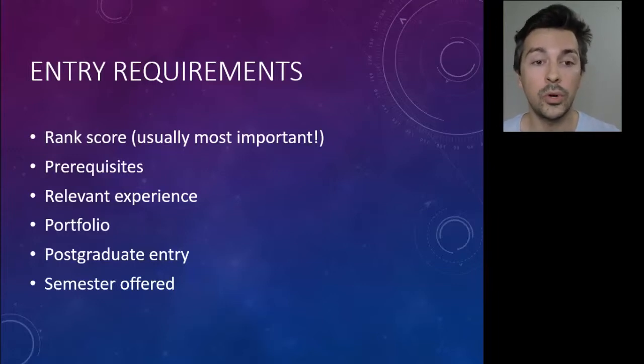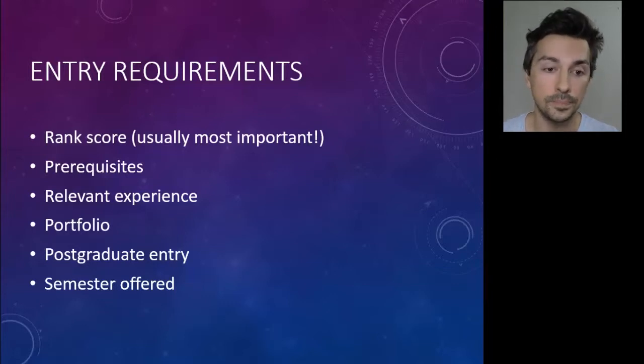Next, there might be a couple of prerequisites that you might need to complete before you're eligible to be in that degree. For example, if you're doing engineering, you might need a Maths B or a physics background before you can get into that degree. Next, you might need relevant experience. This usually applies to postgraduate courses. For example, a health management course may require 1 or 2 years worth of experience in a health practice before you can do this.